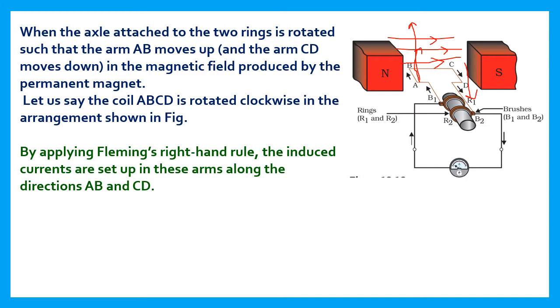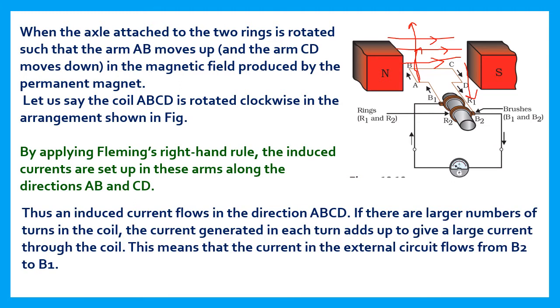Now by applying Fleming's right hand rule, the induced currents are set up in these arms along the directions AB and CD. Thus an induced current flows in the direction A, B, C, D. If there are a larger number of turns in the coil, then the current generated in each turn adds up to give a large current through the coil. This means that the current in the external circuit flows from B2 to B1, right?